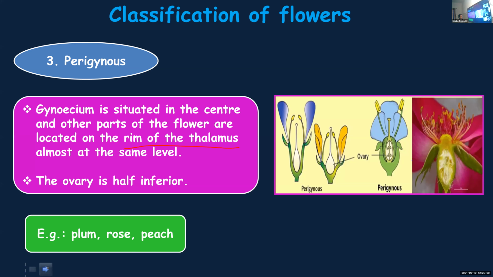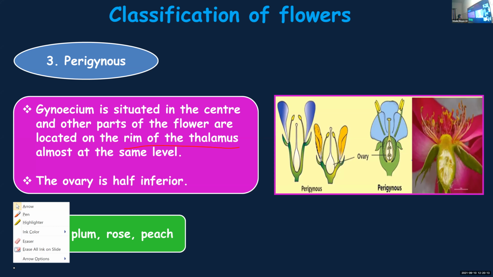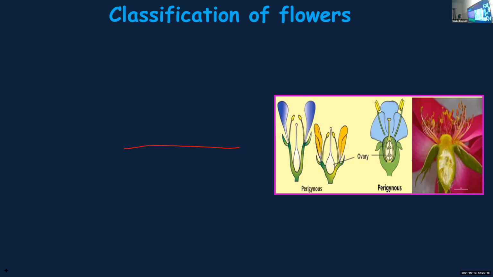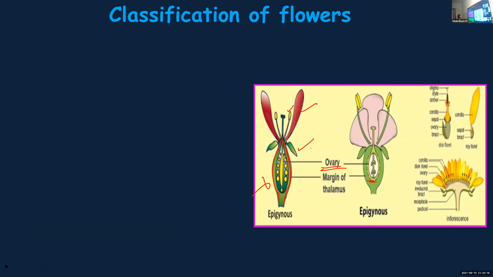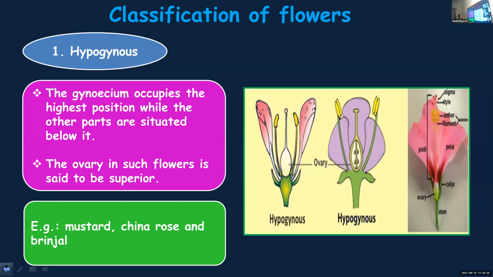Examples: plum, rose, peach. Flowers of all these plants are perigynous. We will see all the three types once again. It is important. We started with hypogynous flowers. In hypogynous flowers, the gynoecium occupies the highest position and all the other parts are below it. The ovary is superior. Mustard, China rose, and brinjal are the examples.